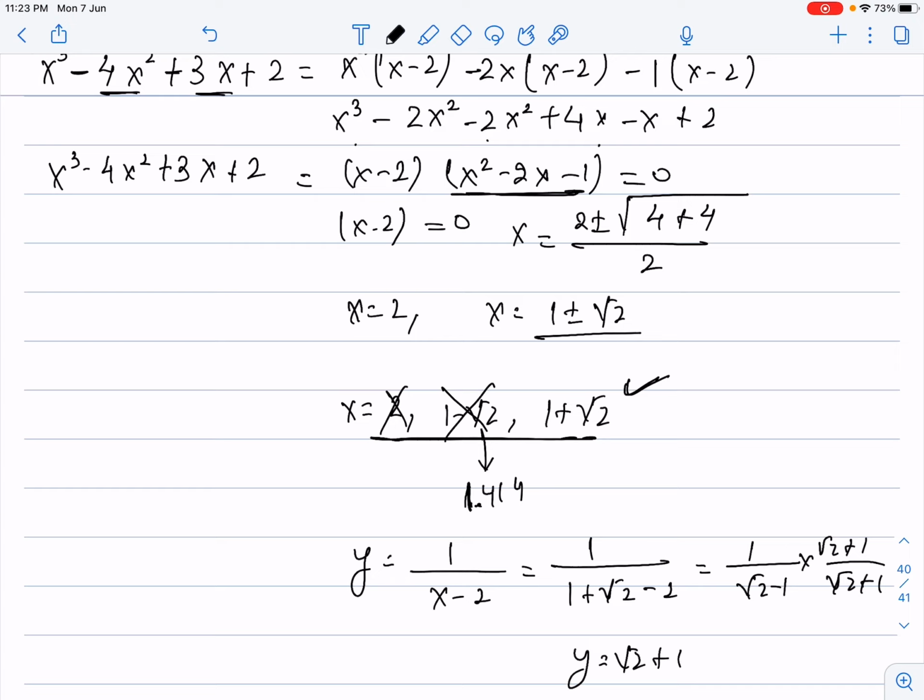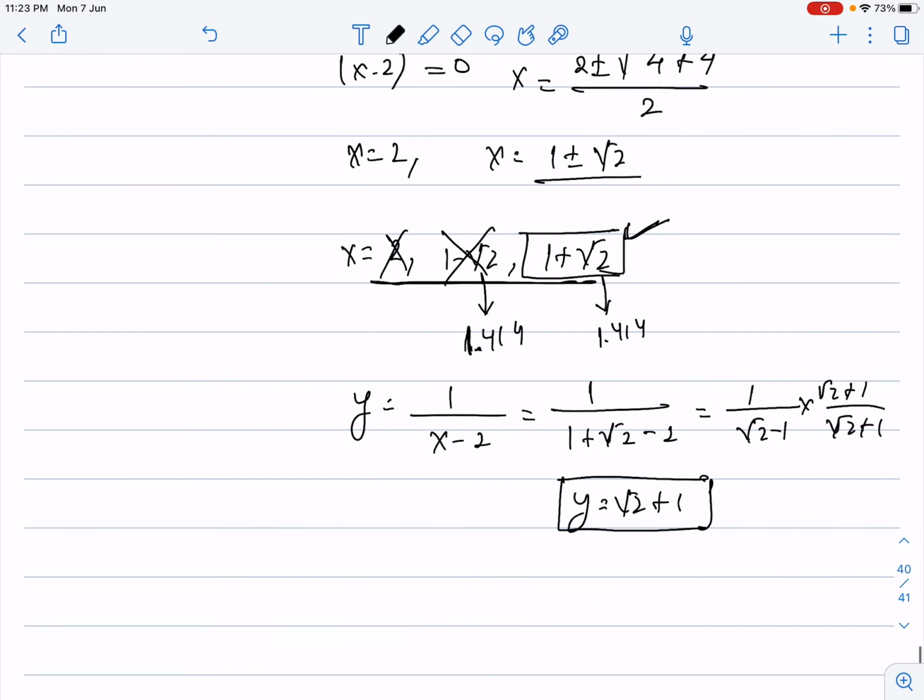But what is asked of you? Root 2 plus 1 is the value of y, which is greater than 0, and 1 plus root 2 is the value of x, which is also greater than 2. This is greater than 2 because 1.414 plus 1 is 2.414 approximately. They asked me the value of x plus y. So x plus y will become 2 root 2 plus 2, or 2 plus 2 root 2.